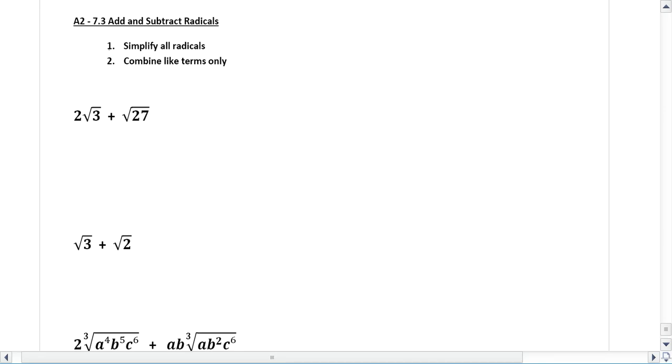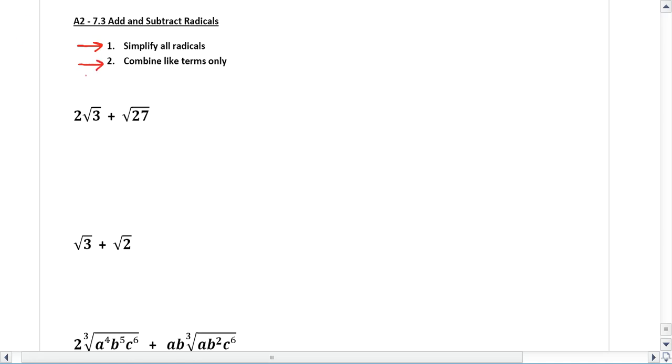When you're adding and subtracting radicals, the first thing you do is simplify all the radicals down, meaning you take out any perfect roots that are underneath them. And then you look and see what you have. You can only add like terms, just like any other algebra concept.